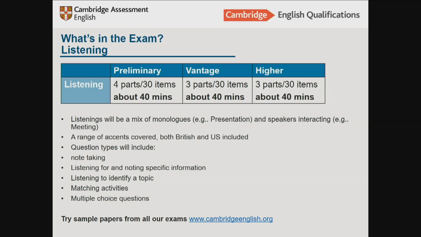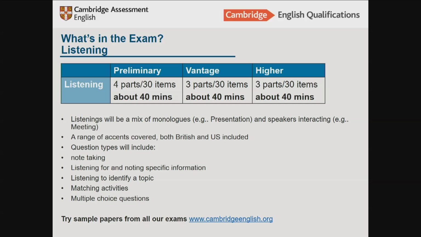So let's have a look at the types of activities you will be doing as part of the listening exam. You will need to listen to a mix of monologues, which would be one person presenting, for example, or speakers interacting.